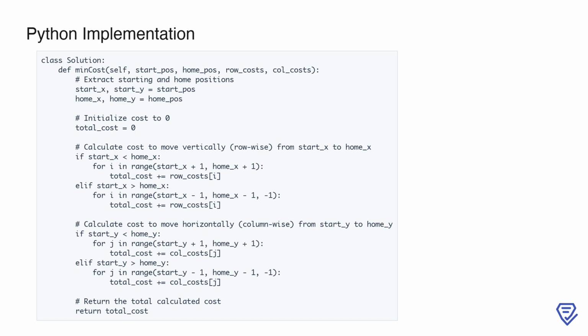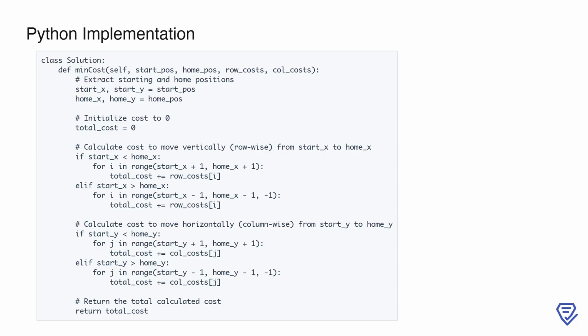The algorithm proceeds as follows. 1. Extract positions: the start_x, start_y, home_x, and home_y are extracted from start_POS and home_POS for clarity and readability. 2. Initialize total cost: a variable total_cost is initialized to 0. This will accumulate the total cost of the robot's movement.